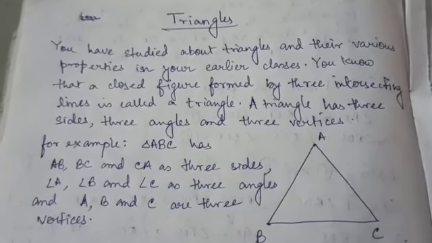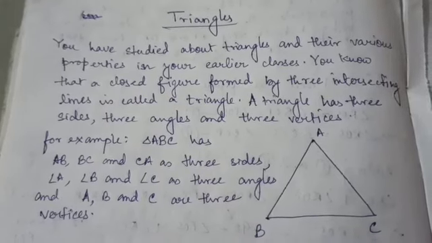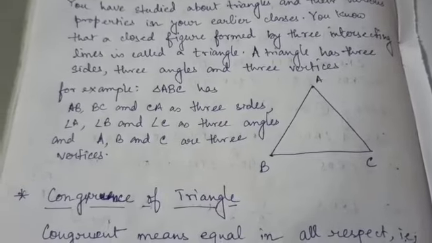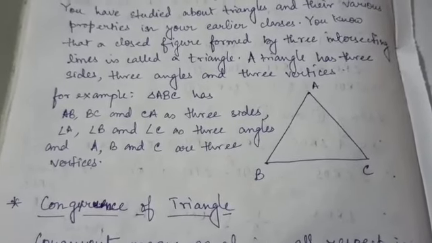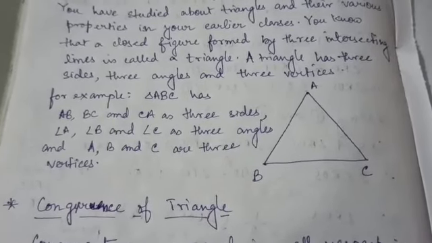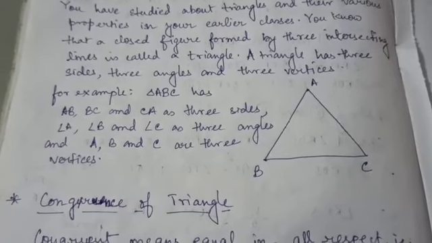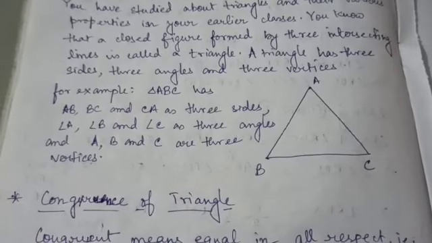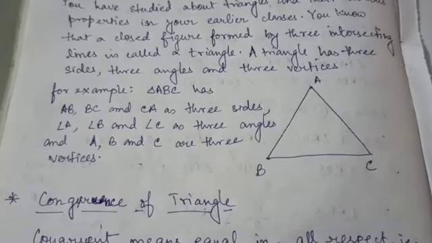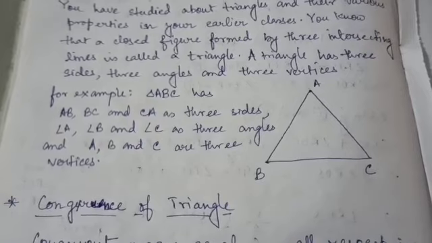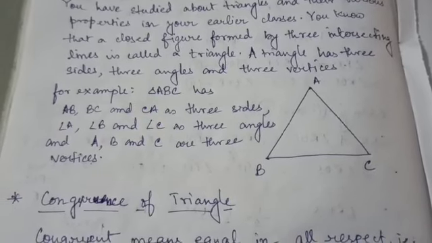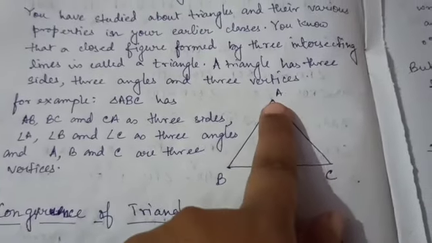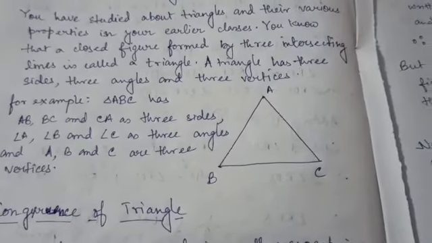A triangle has three sides, three vertices, and three angles. Now, here is one example. The triangle I have considered is ABC. The sides of this triangle are AB, BC and CA. The angles of this triangle are angle A, angle B and angle C, and respectively the three vertices are A, B and C. The vertex means the meeting point of the two intersecting lines. So A, B and C.